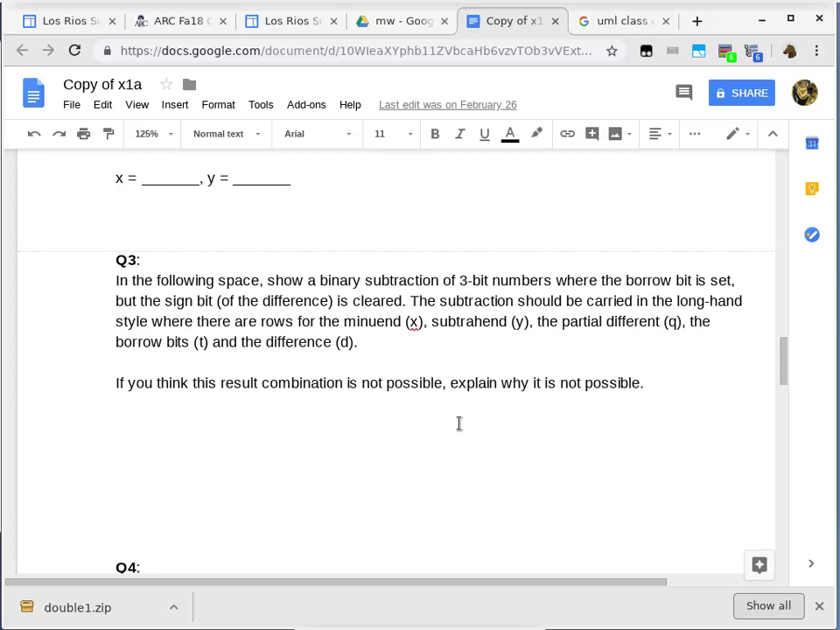So any questions about number 3? Because I just carried out the longhand subtraction before, so that's applicable here also. Is that okay? Number 3? All right. Number 4.